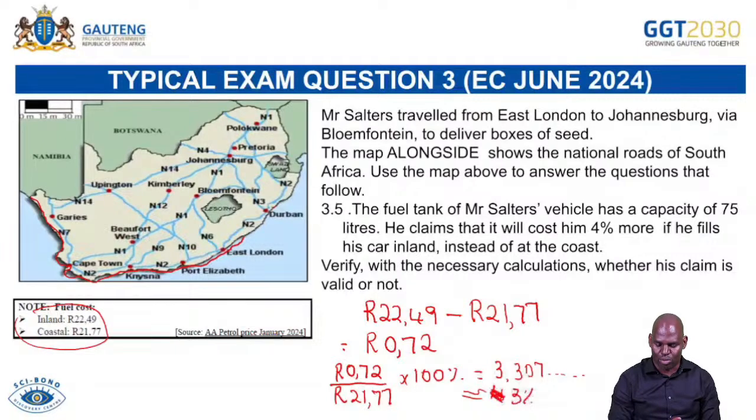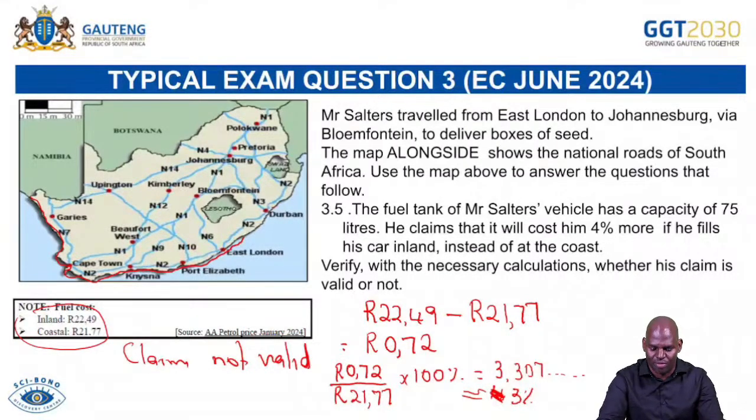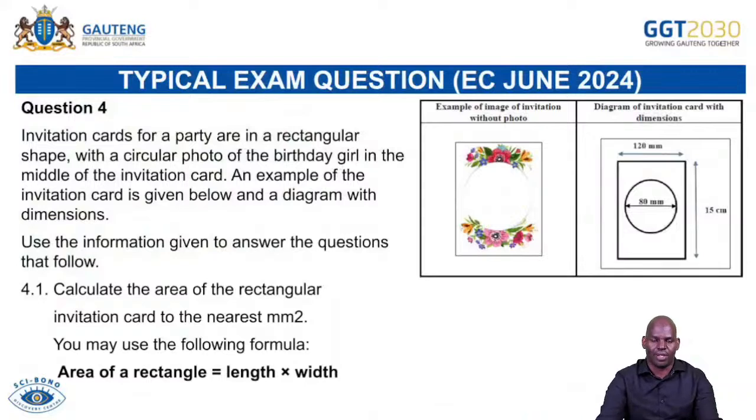So if I go back to my question, it says verify with the necessary calculations. So these are the calculations. They say whether his claim is valid or not. So in this case, we can say his claim is not valid. Claim not valid. Okay, the claim is not valid. It's not going to cost him 4% or more, but it's going to cost him only 3%. All right, so this one will be only 3%.